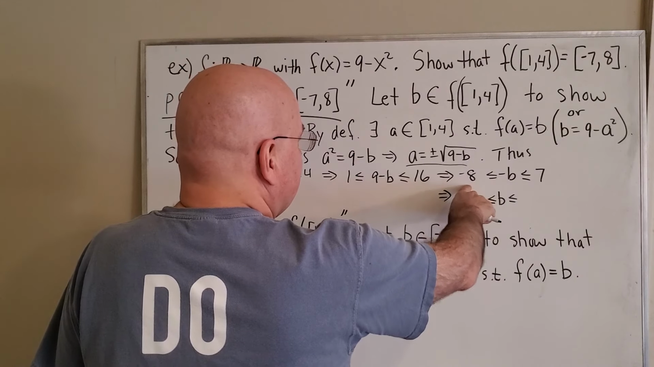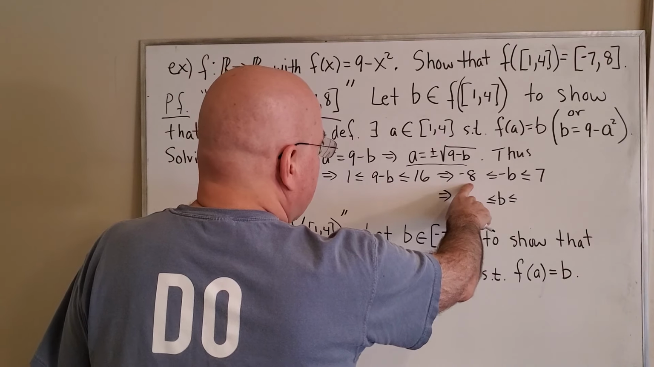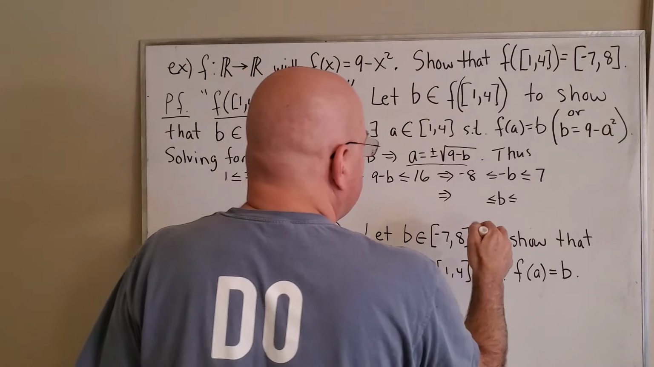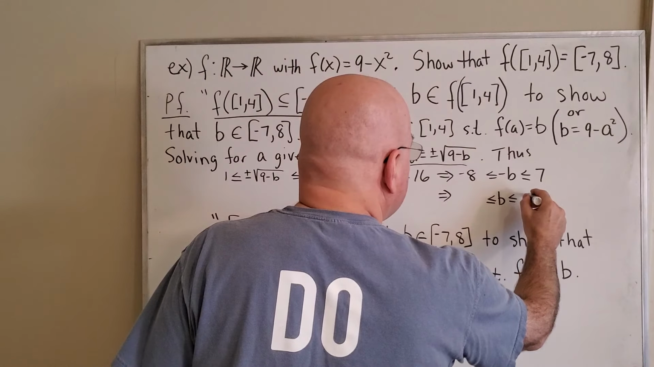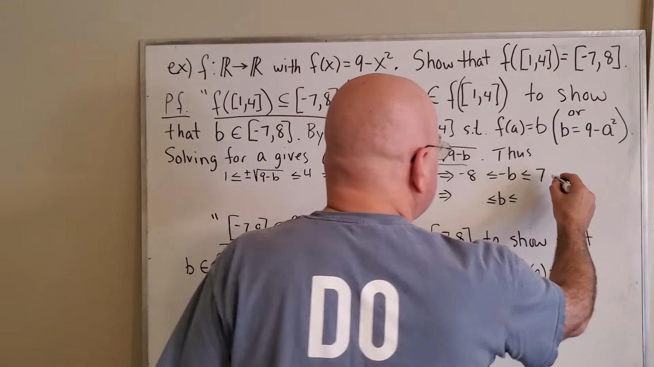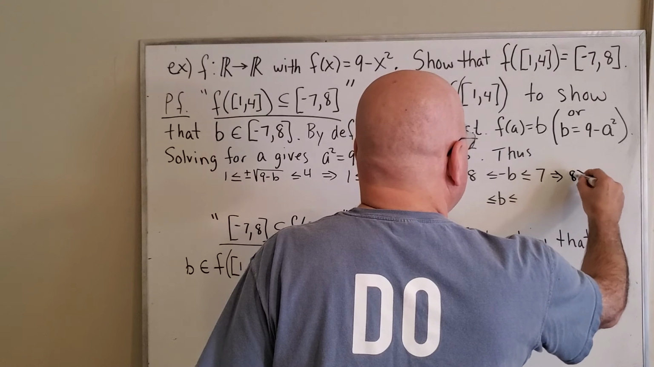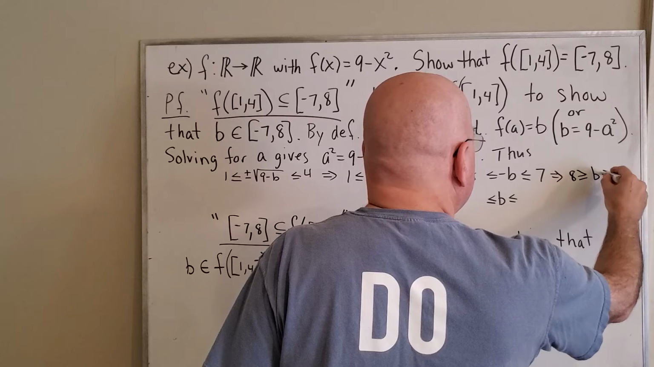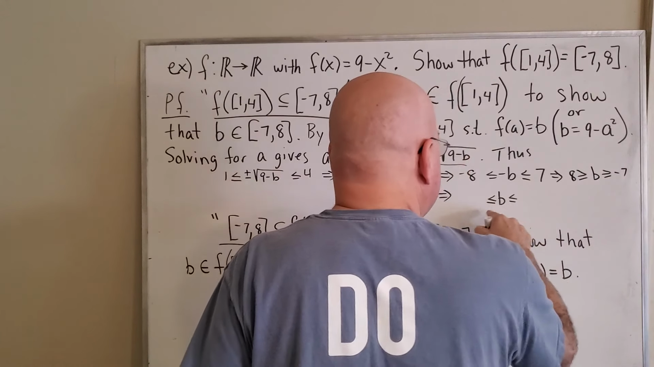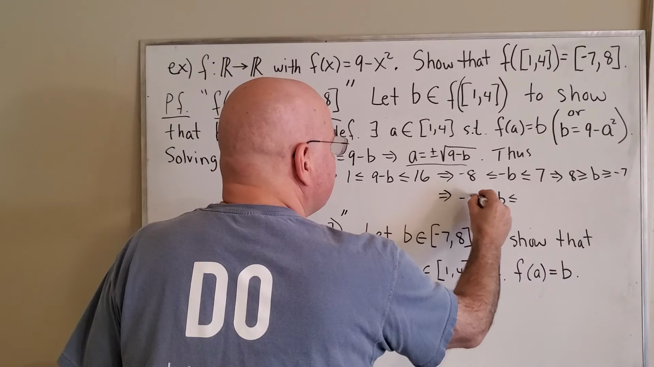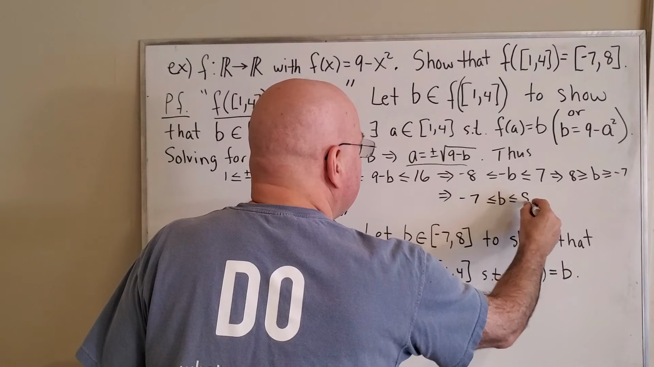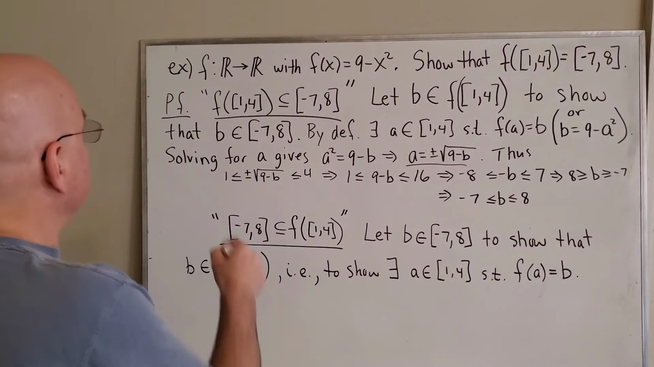And this becomes a positive. I'm having to put it over here now. Now maybe I won't skip any steps. It would be 8 ≥ b ≥ -7. Now I'll write it as [-7, 8], and we're done.